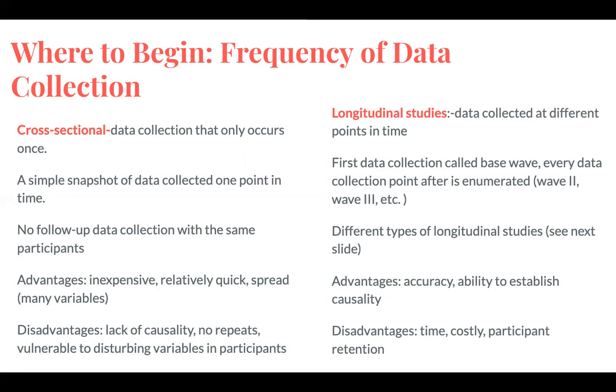A good example of cross-sectional data that's been collected at multiple time points is the General Social Survey. This is a survey that asks about a wide range of topics, so it's a good example of what's meant by that concept of spread. Now, there are some pretty significant disadvantages to cross-sectional data collection, even with these advantages, that need to be addressed.